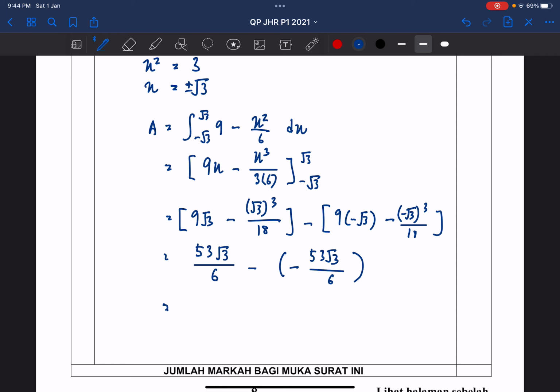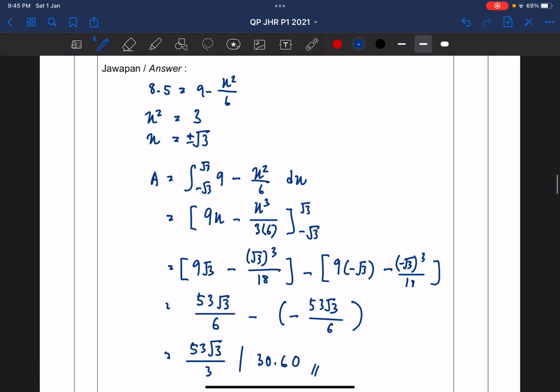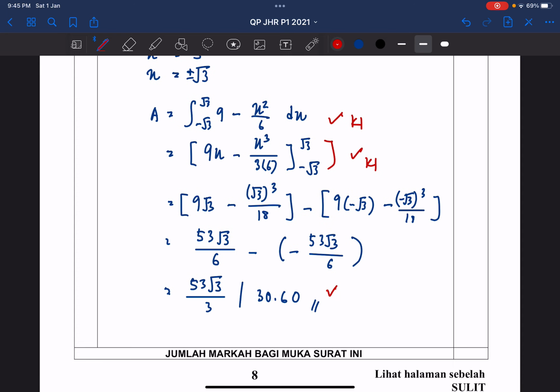So finally, when you plus it out, you get 5√3/3. Or your answer can be 3.0 or 5.99. So for these questions, only the 3-mark questions: when you can integrate, you get 1 mark. When you know how to use the limit, they give you 1 mark. And the final answer will give you 1 mark.